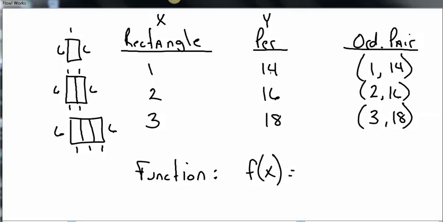Multiply it by what? But we had one rectangle. But what are you going to do to a 2 to get a 16? Our formula, or our function, has to be the same every time to get your ordered pair. Look at it in terms of how many rectangles there are. One rectangle, perimeter is 14. What was common every time?